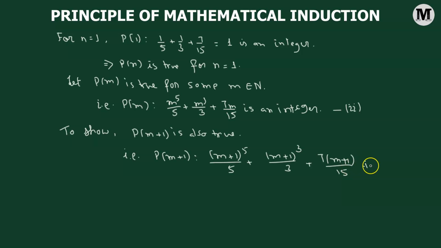We have to show that this expression is also an integer, and we have to show it by taking the help of statement number 2. So this is our goal. So how shall we do that? Now what we'll do, let's take the help of statement number 2.